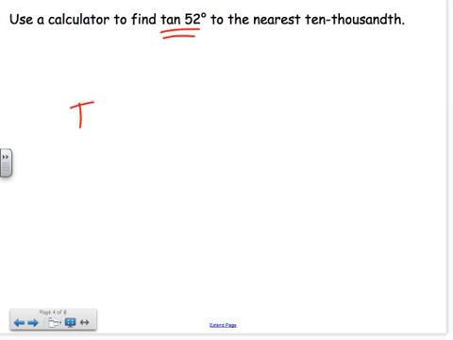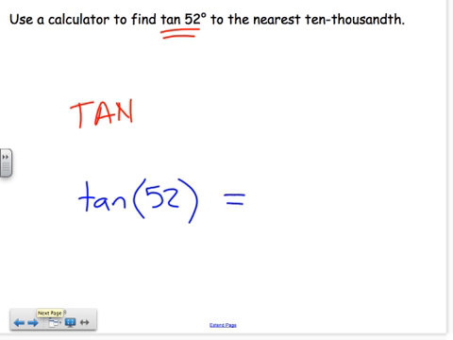I go to my tan button, I hit tan, okay, and it's going to pop up tan with a parenthesis, right? And then you want to type in 52. And you don't need to end your parenthesis, but you should get used to it. End your parenthesis, and then hit your equal sign, and it should give you a decimal.